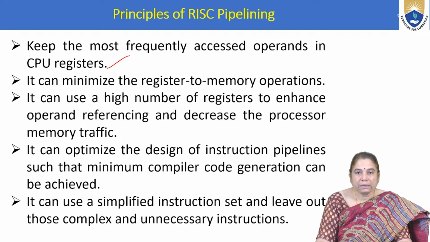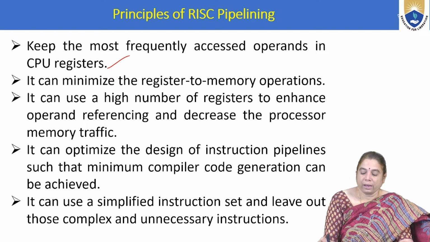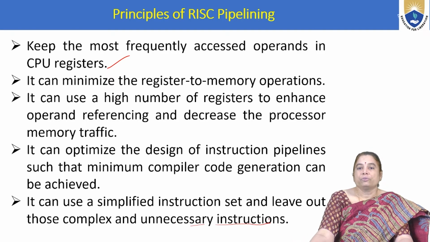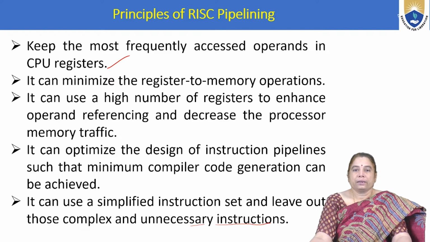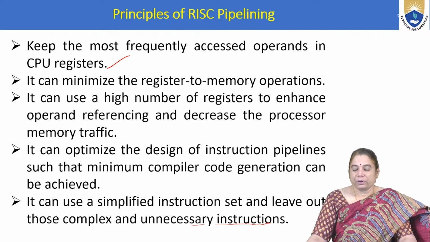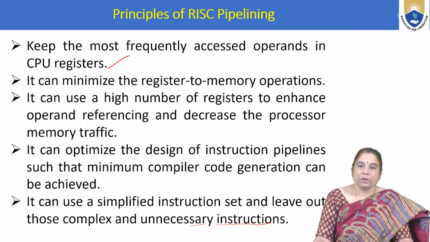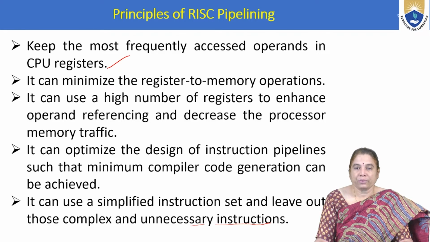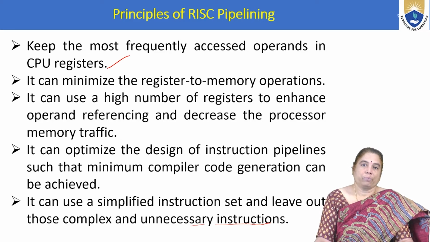It can optimize the design of the instruction pipeline such that efficient compiler code generation can be achieved. So here it can simplify the instruction set and lay out those complex and unnecessary instructions. In the instruction set architecture, the types of instructions can be greatly reduced, and unnecessary instructions that can cause processor and memory traffic can be avoided in the case of RISC pipelining.